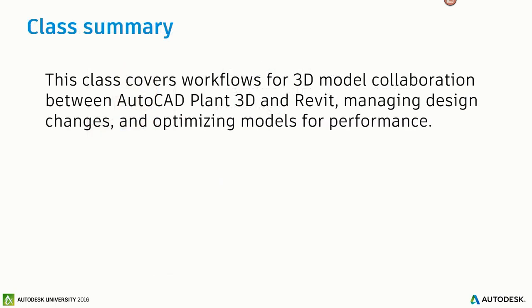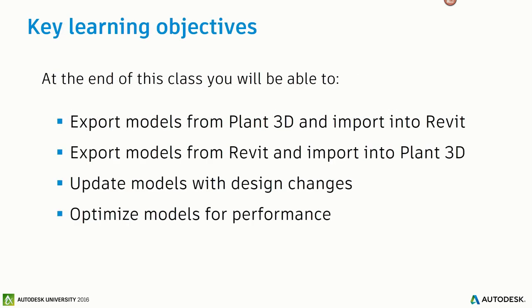All right. So for an overview today, what we're going to be talking about is how to get your models from Plant 3D into Revit, and then from Revit into Plant 3D, and then ways to update those models with design changes. The other thing we're going to talk a little bit about is model optimization, so that update process is efficient and goes smoothly. So by the end of the class today, you'll be able to accomplish these tasks up here, like I said before, Plant to Revit, Revit to Plant, and then updating those changes.